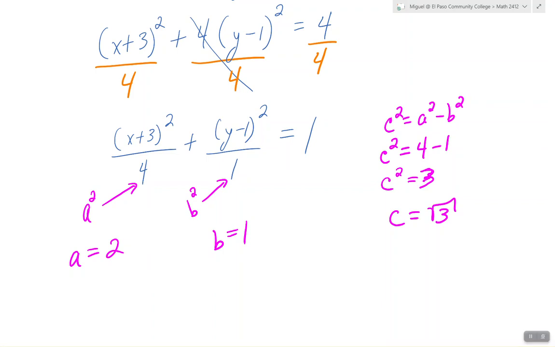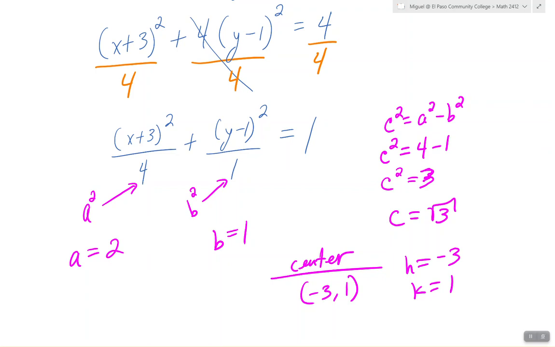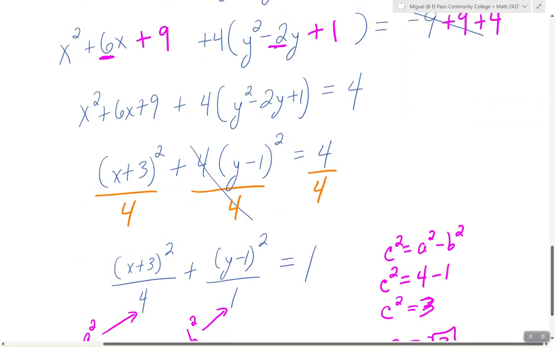What's the center? Negative 3, 1, good. Negative 3, 1, which means h is negative 3 and k is positive 1. Yeah, good. Remember this is x minus h, right? So since it's plus, it would be x minus negative 3, it's plus. And y minus 1, so the 1 is after the minus, so that's good. And I think that's everything we need, right? We just need to list it out.